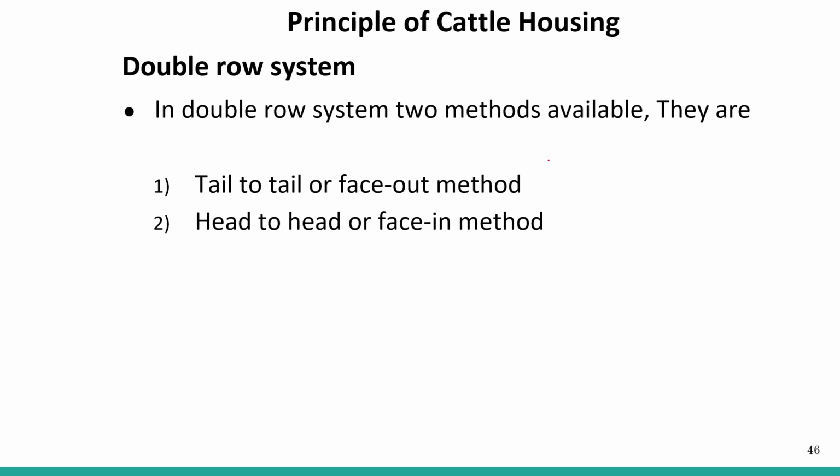In a double row system, two methods are available. They are tail to tail or face to out method, or head to head or face in method. So these are the two different methods while following the double row system.